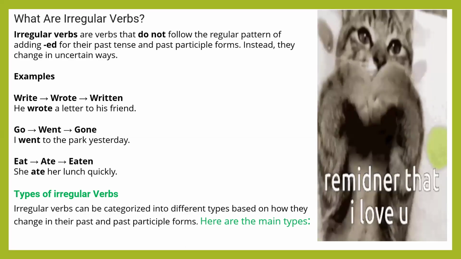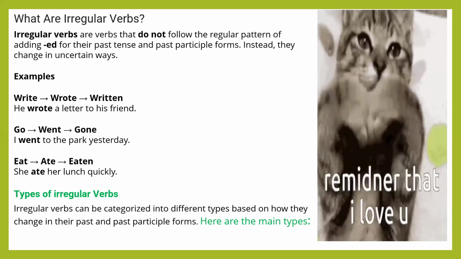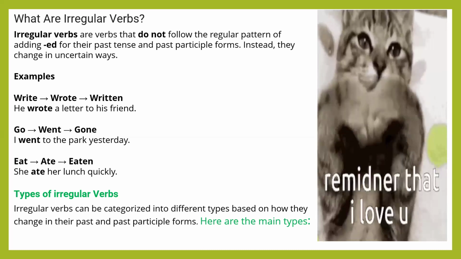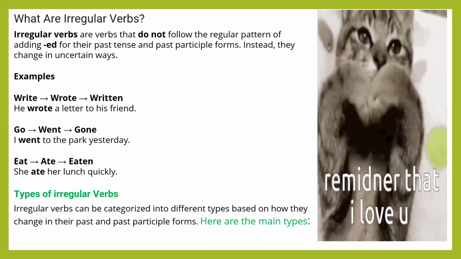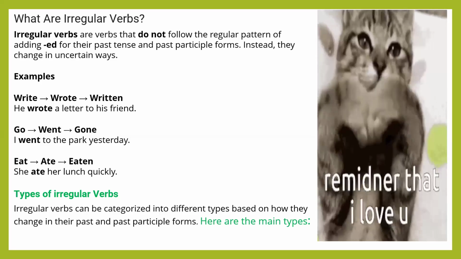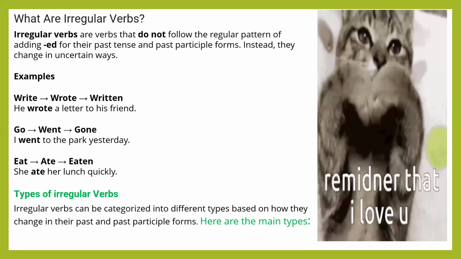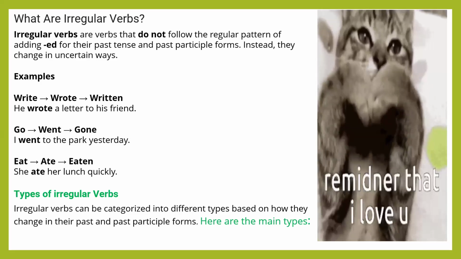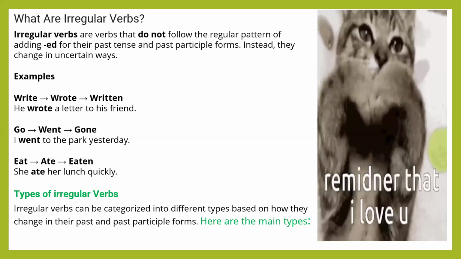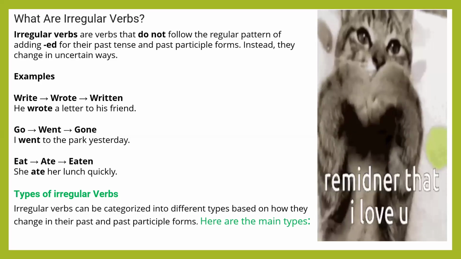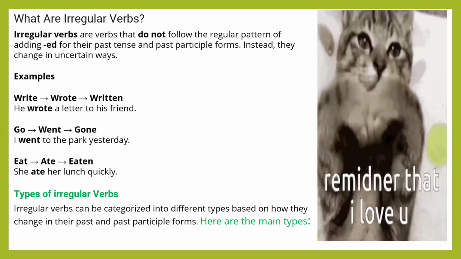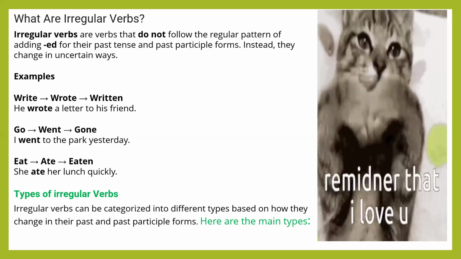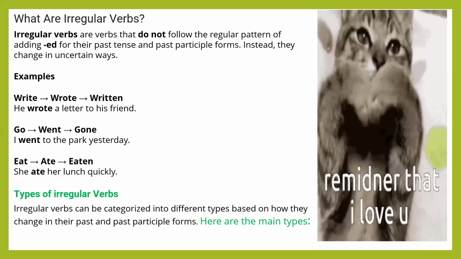Examples: write, wrote, written. He wrote a letter to his friend. So wrote is an irregular verb in the past form. Go, went, gone. Went is an irregular verb in the past tense. I went to the park yesterday. Past here indicates past indefinite tense, past simple tense. Eat, ate, eaten. She ate her lunch quickly. So it is an irregular verb of past tense.